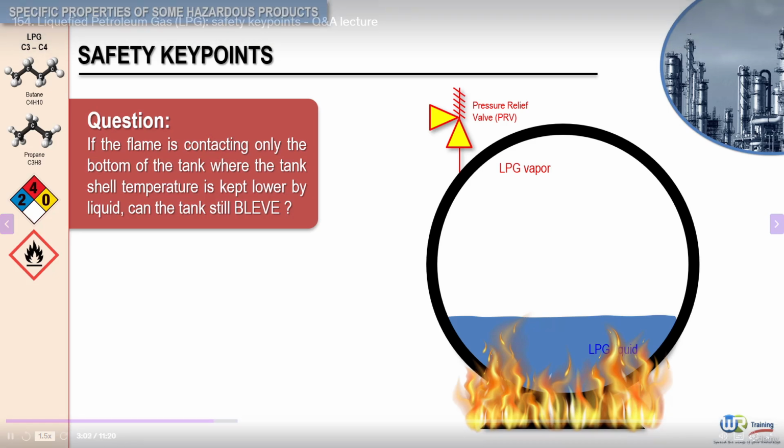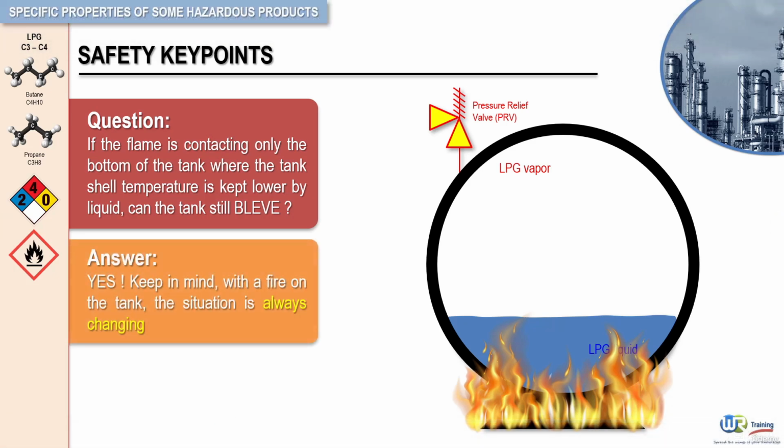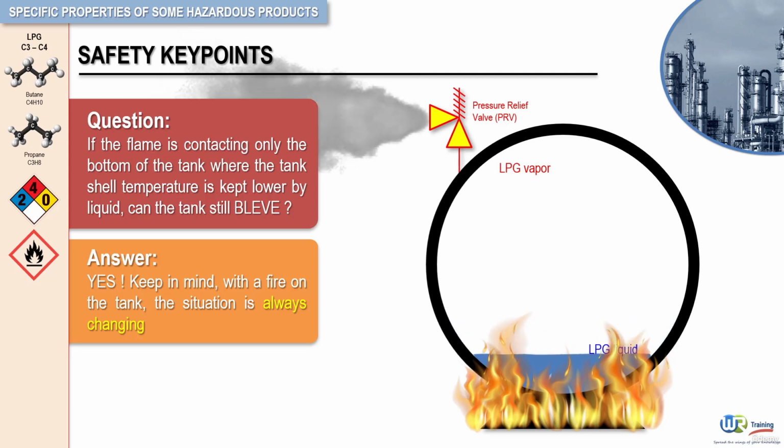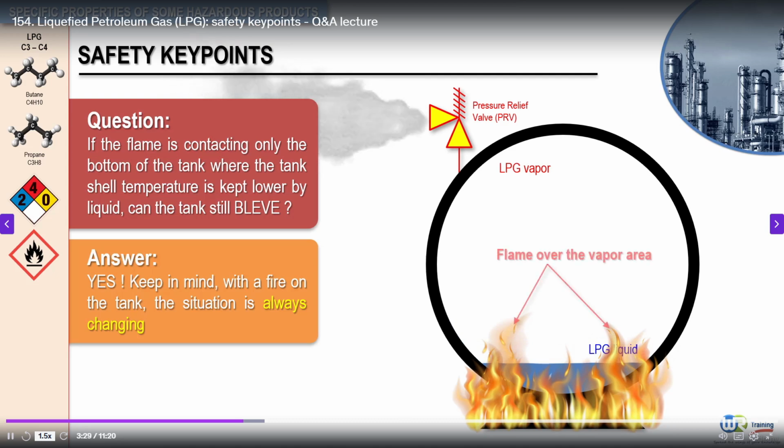With a fire on the tank, the situation is always changing. As the fire heats the liquid, the pressure increases. The PRV opens to relieve the pressure, and the PRV slowly empties the tank. It is doing its job of relieving pressure, but it is also lowering the liquid level in the tank. This can bring flame over the vapor area and possibly cause the tank to fail, resulting in a BLEVE.